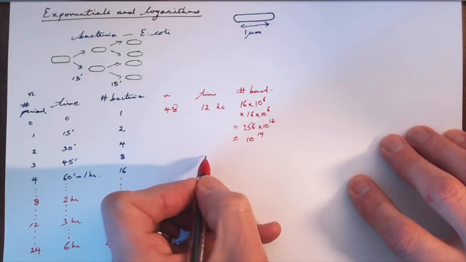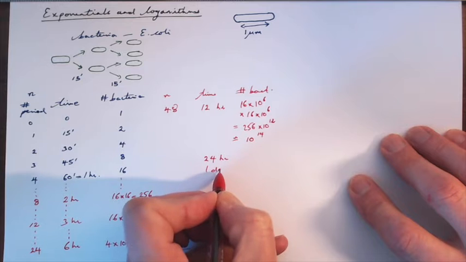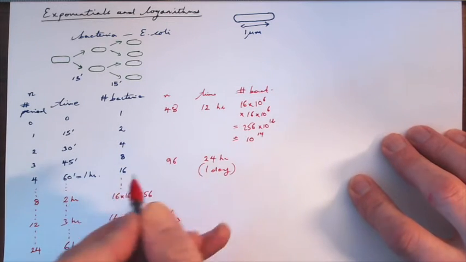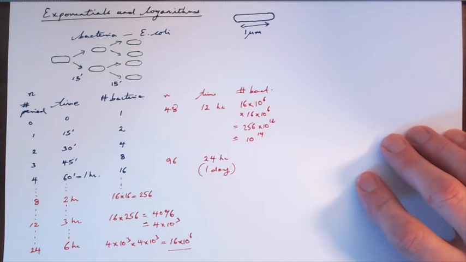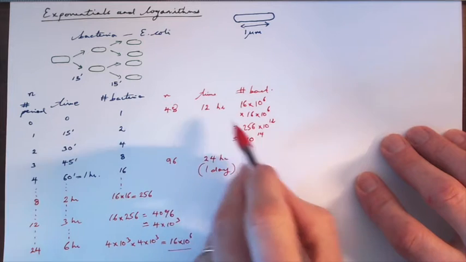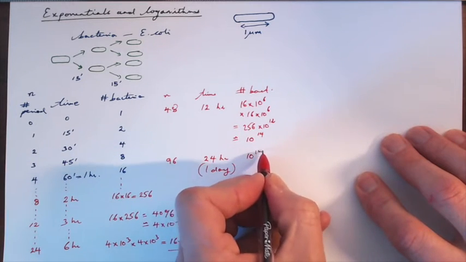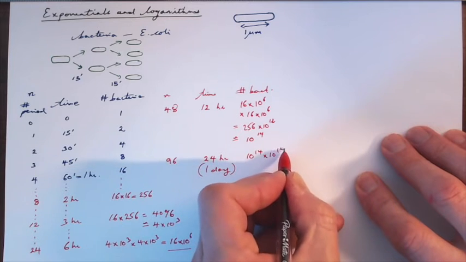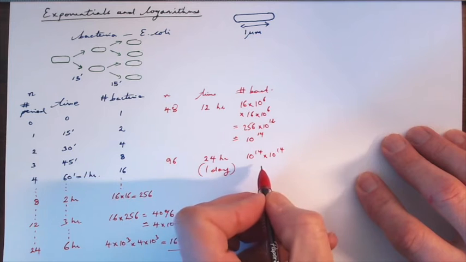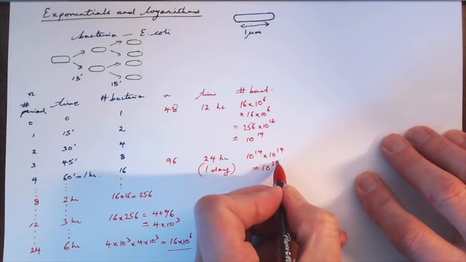After another 12 hours, which would be now 24 hours in total, so one day, there will have been 96 doubling periods, and each of these 10 to the 14 bacteria will have gone through 48 doubling periods and made another 10 to the 14. So we have this many bacteria, within a few factors of 2, so roughly 10 to the 28 bacteria.